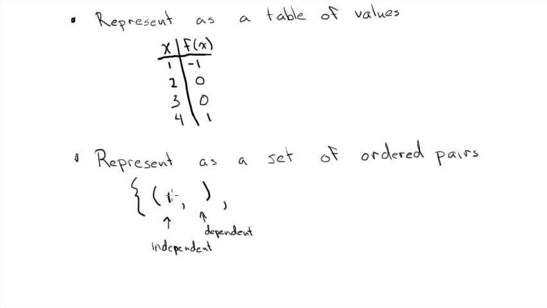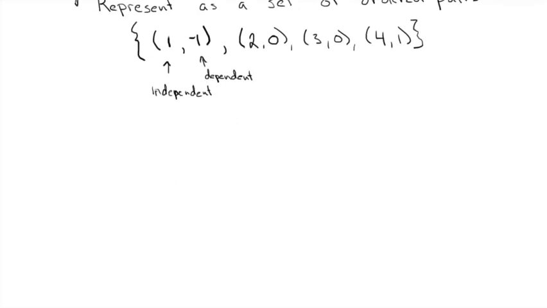So 1 goes with -1. 2 goes with, from over here, 0. 3 goes with 0. And 4 goes with 1. So I have these 4 ordered pairs in our function. Same function as was represented up here. So that's a fourth way to represent a function.